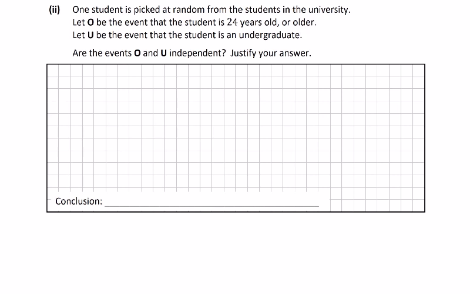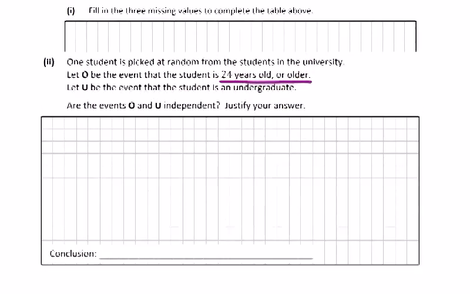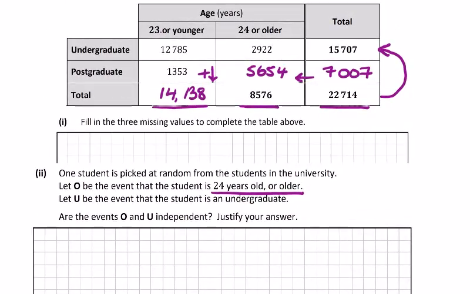Part 2, one student is picked at random. Let O be the event that the student is 24 years old or older. 24 years old or older is this one. The total is 8576 of those. Let U be the event that the student is an undergraduate. Undergraduates are going in this direction. There are 15,707 of them.